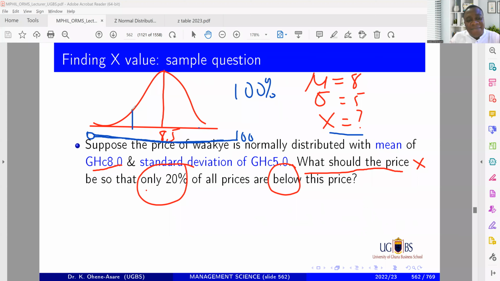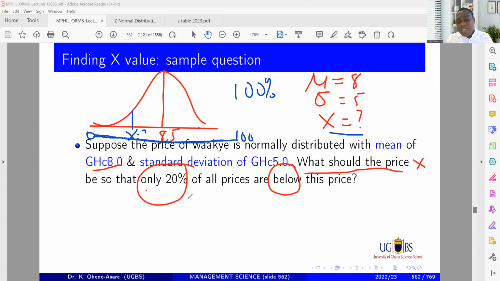When you have identified that vertical line, remember 20% is an area. We are looking for a price where 20% of all the prices are below. Below what? Below this price. Now I have identified the price, which is X. This is the X I'm looking for. I don't know the value. According to them, 20% of the prices are below this price.